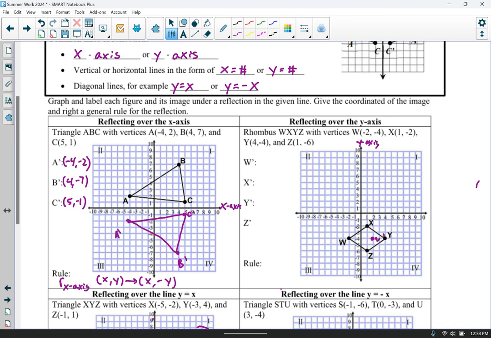X is 1 space to the right. X prime will be 1 space to the left. Y is 1, 2, 3, 4 spaces to the right, so Y prime will be 1, 2, 3, 4 spaces to the left. Z is one space to the right. Z prime will be one space to the left. It's a little hard to see with how small it is, but we can see it's just flipped over that y-axis. So let's jot down the image points.